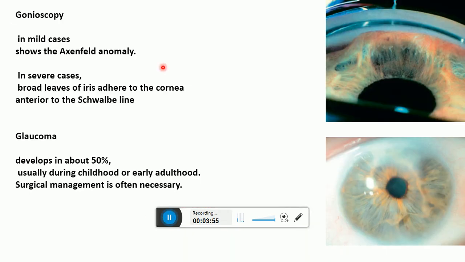Gonioscopy in mild cases shows the Axenfeld anomaly. In severe cases, broad leaves of the iris adhere to the cornea anterior to the Schwalbe line, as shown in this picture. Glaucoma develops in about 50%, usually during childhood or early adulthood. Surgical management is often necessary.